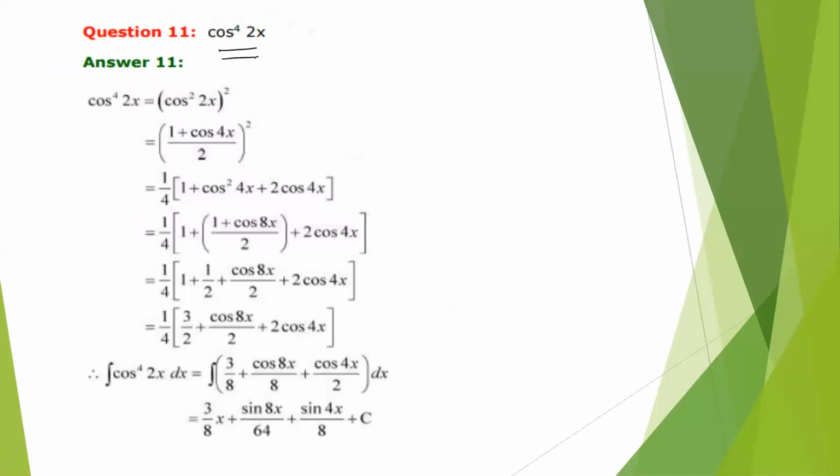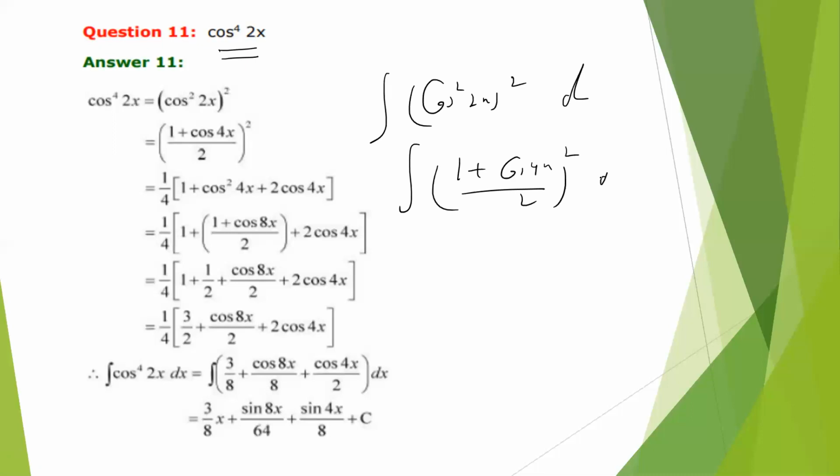Here cos power 4 is there. So what will we do? Cos square 2x whole square. And what is cos square? 1 plus cos 4x by 2 whole square. Now after simplification, there is still cos square. So cos square can be written as 1 plus cos 8x by 2. So you have to simplify it till all the powers are removed. Clear? Now easily you can integrate this.